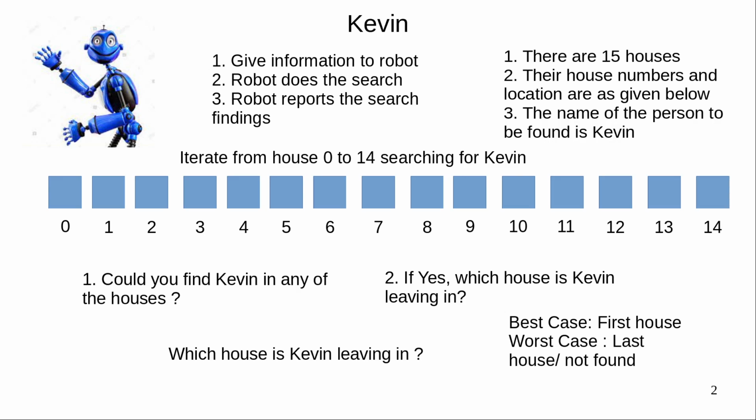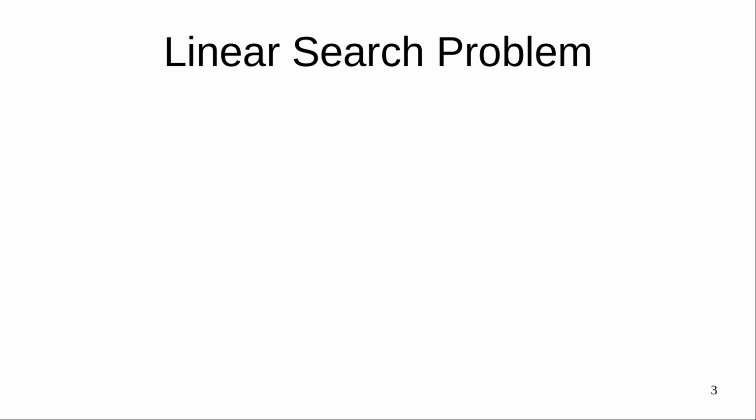So if Kevin is found in the first house, the robot reports back to us very quickly. But if Kevin is there in the 14th house, or if Kevin is not there in any of the houses, the robot will be taking a lot of time to perform the search. Okay, so with that in mind, we'll see what a linear search problem is.